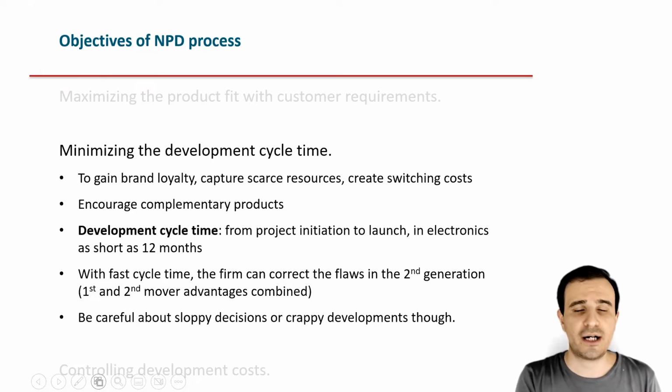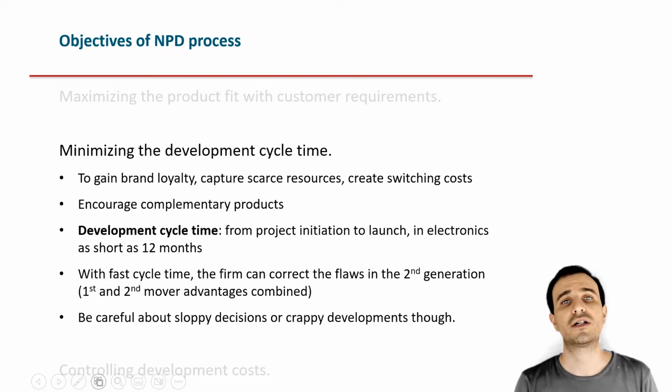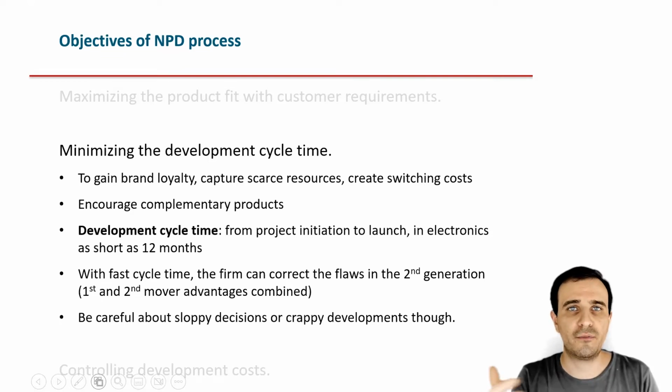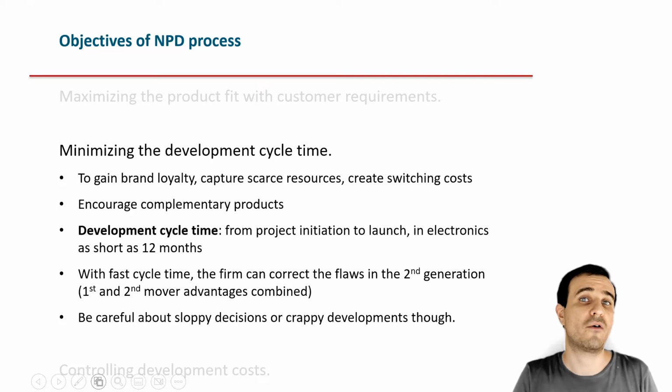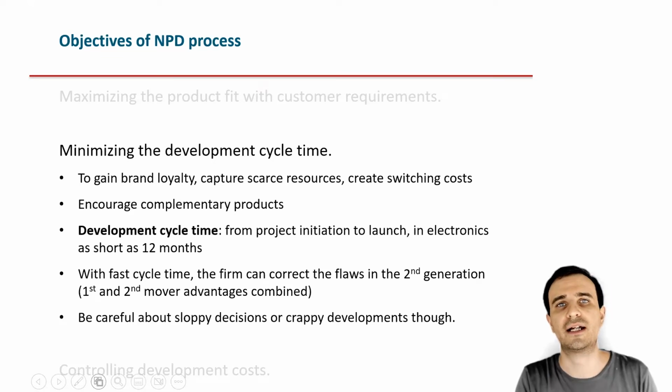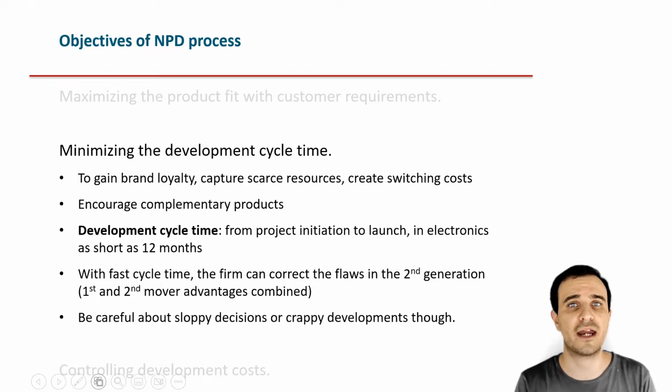When you minimize the development cycle time, you can also encourage the creation of complementary products. In some cases, you can be the one creating complementary products. In some other cases, you can actually just influence other companies to create complementary goods that are compatible with your technology. Microsoft is a master at this game, at creating or encouraging other software products to be integrated within the Microsoft ecosystem.